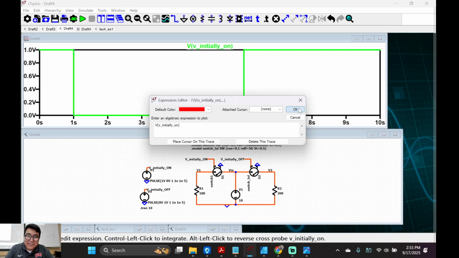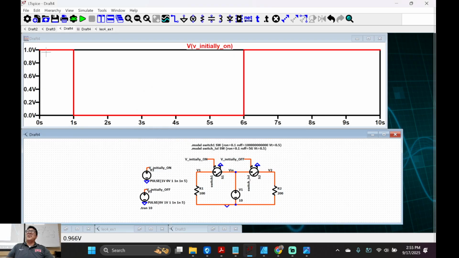Color, red. It's on, right? 1 volt. We're turning our switch on. Does that look good? Let's turn it off right here. You like that? So now if we take this voltage initially on and put it right here, we should see that V1 should be closed, or this switch should turn on, and then it makes V1 equal to Vn. Is that correct?